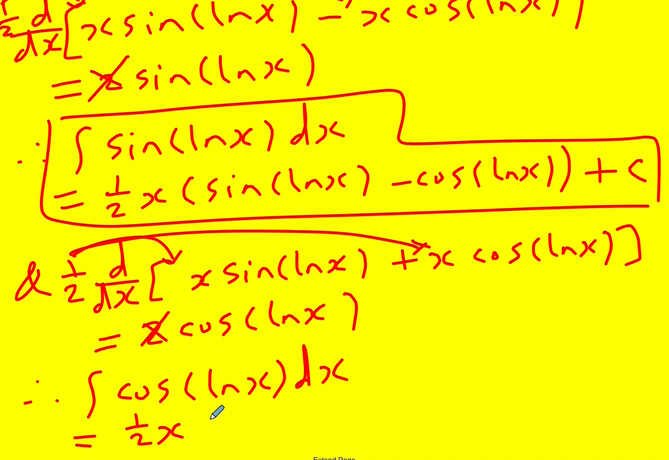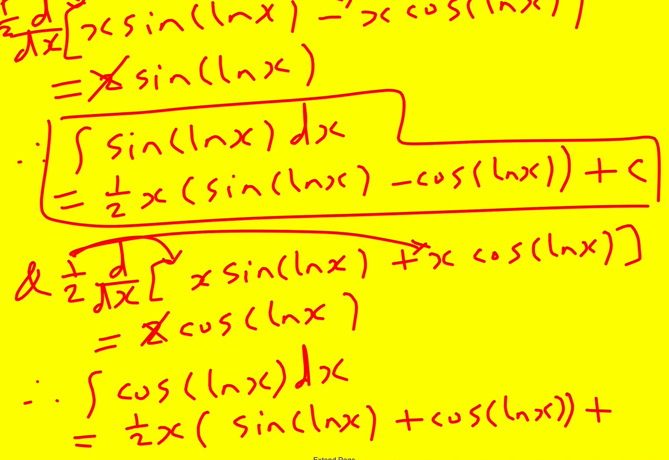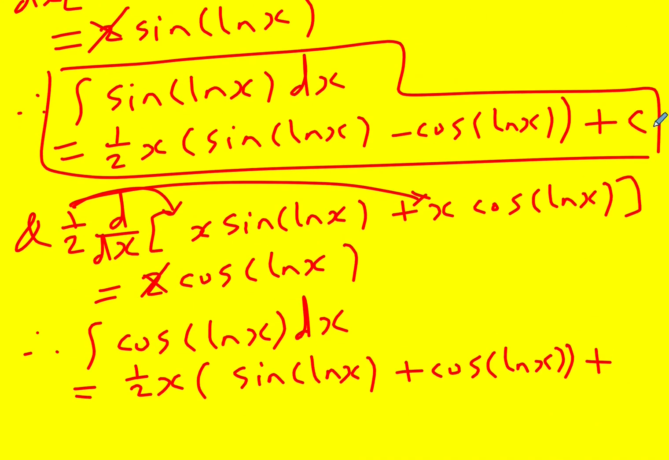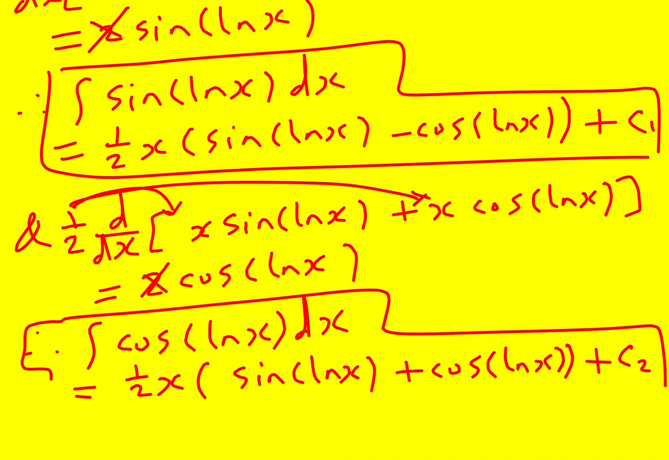I can factorize the x out. Plus another constant. Maybe I call it C1 and C2 just to distinguish them. Yeah, it's pretty awesome, isn't it?